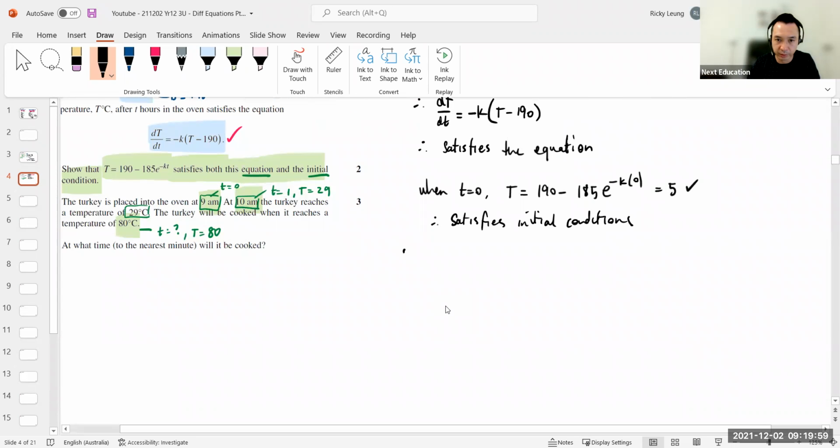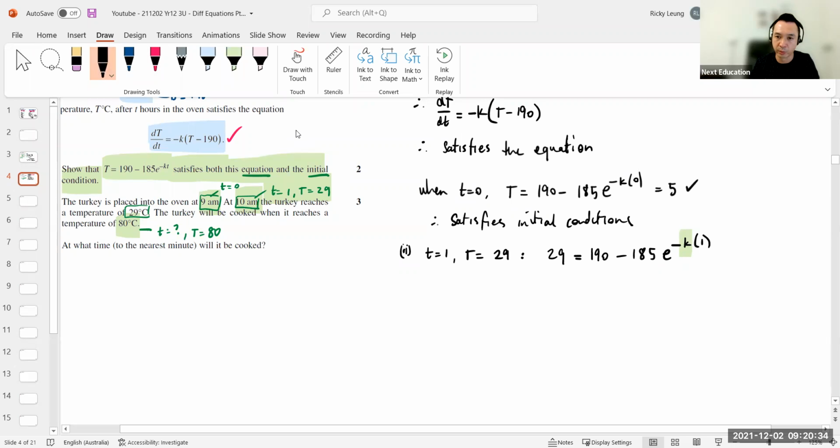Okay, keep going, part two. So what are we saying here? Let's use fact number one. When t equals one, capital T is 29. Sub that into the equation so I can find the value of the constant. So 29 equals 190 minus 185 e^(-k), and time is one. Pretty straightforward. I'm trying to make k the subject, right?